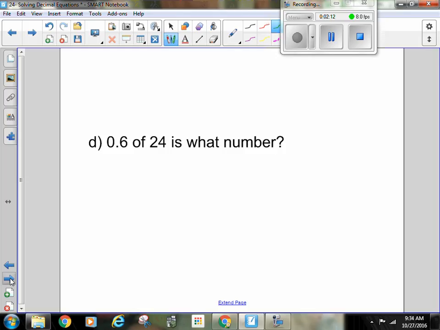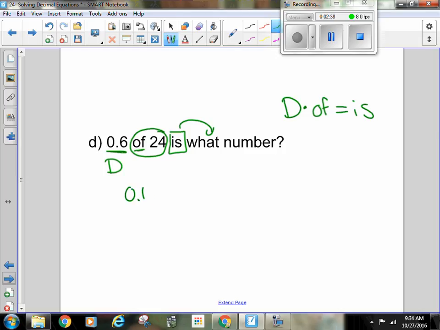All right, these type of word problems you guys saw when you were doing Math 1. So we have decimal times of equals is. All right, so we have our decimal part here, 0.6. Then you see the word of, so that tells us that's our of. And then is, we don't know, so we need to put a variable in for it. So we're going to put 0.06 times 24 equals x.